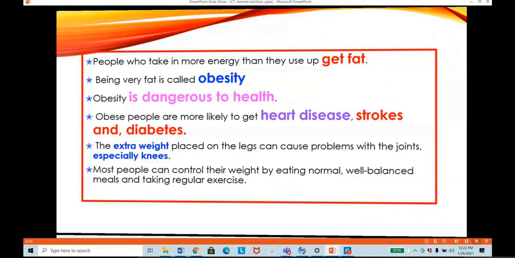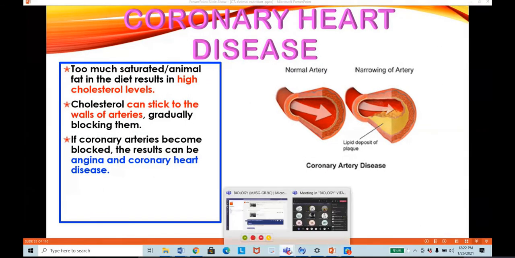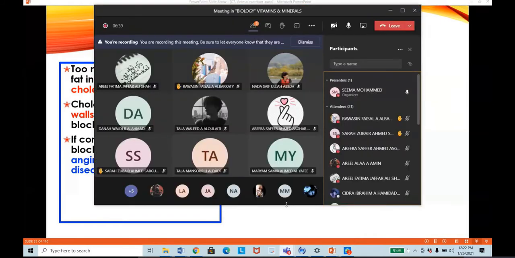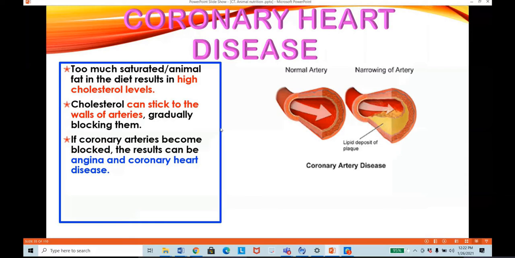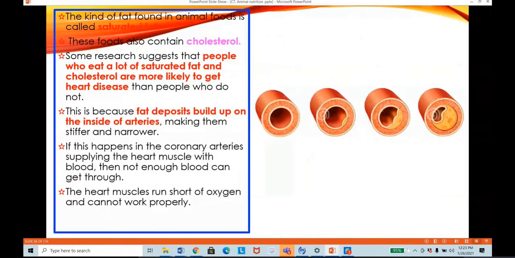Under the effects of overnutrition, we discussed coronary heart disease. Can someone quickly explain it as well? Rawasan, go ahead. Too much saturated animal fat in the diet causes higher cholesterol levels, and cholesterol can stick to the walls of the arteries, which can block them. If they become blocked, they can cause heart diseases. Perfect. So the cholesterol gets deposited in the arteries, stopping the flow of blood, leading to the condition known as coronary heart disease. Thank you so much, Rawasan.